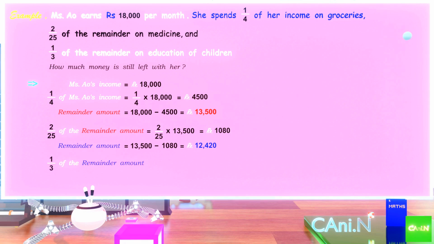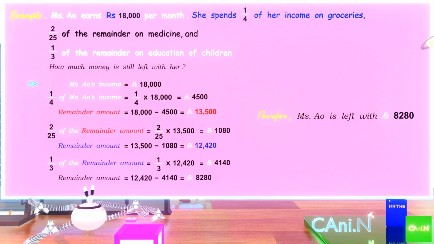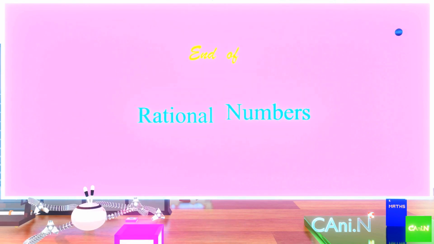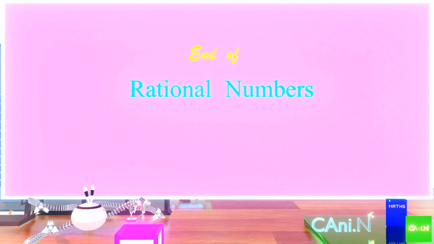1/3 of the remainder amount equals 1/3 into 12,420 equals rupees 4,140. Remainder amount equals 12,420 minus 4,140 equals rupees 8,280. Therefore, Miss Awo is left with rupees 8,280. This ends our topic on rational numbers.